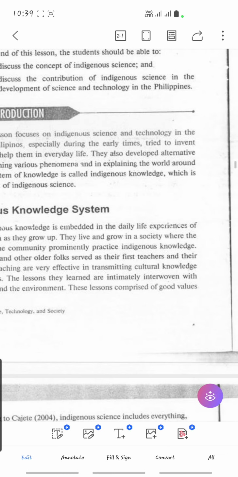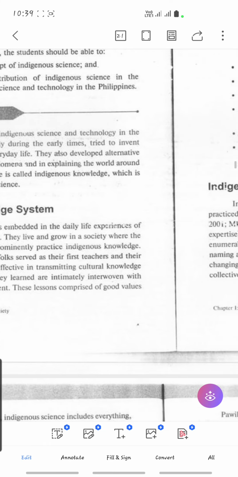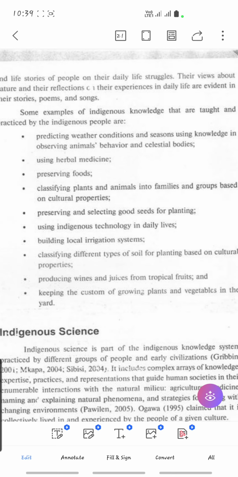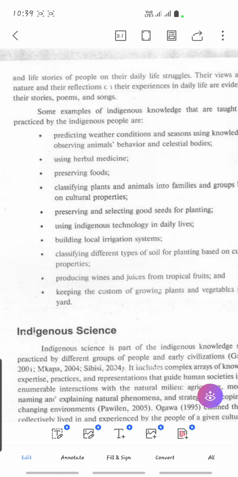So this lesson comprises good values. What kind of values is that? Good values pertaining to the life of your ancestry and to the culture that you have in a certain community. And of course, these are some examples of indigenous knowledge that have been taught or practiced by indigenous people.